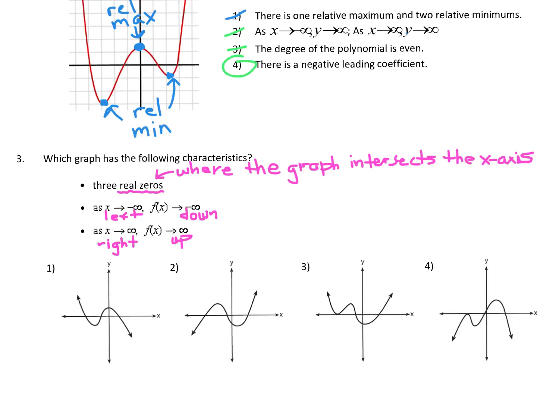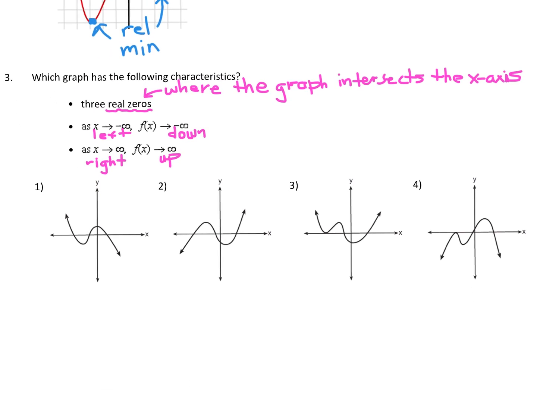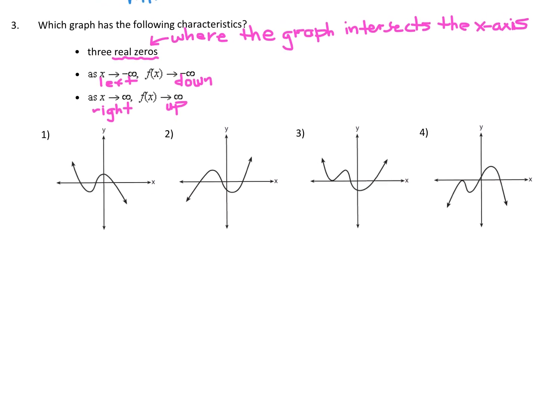All right, now let's take a look at number 3. Which graph has the following characteristics? So I labeled what each of these means. Okay, so 3 real zeros. Your real zeros, right? Zeros are where the graph intersects the x-axis.